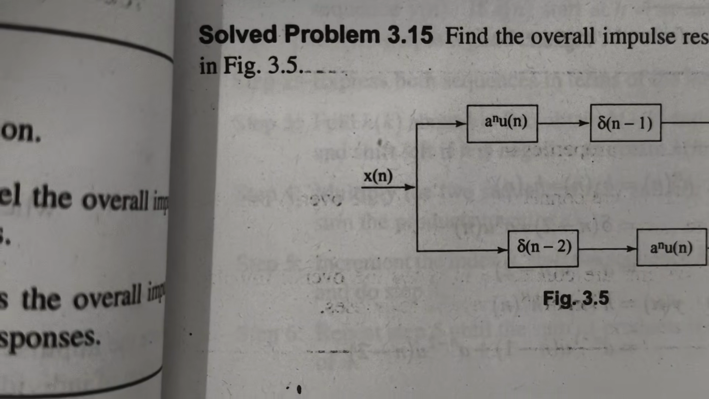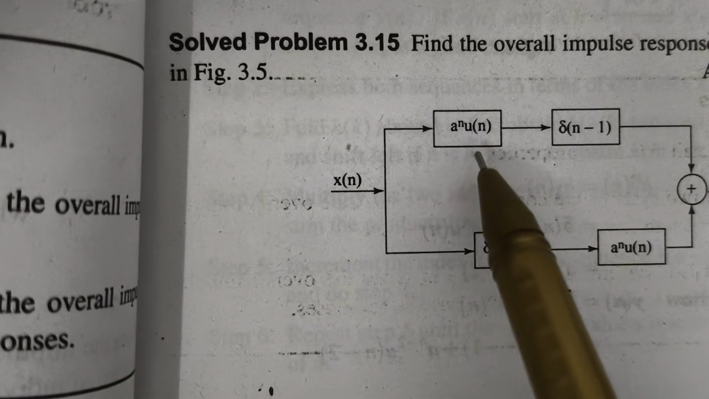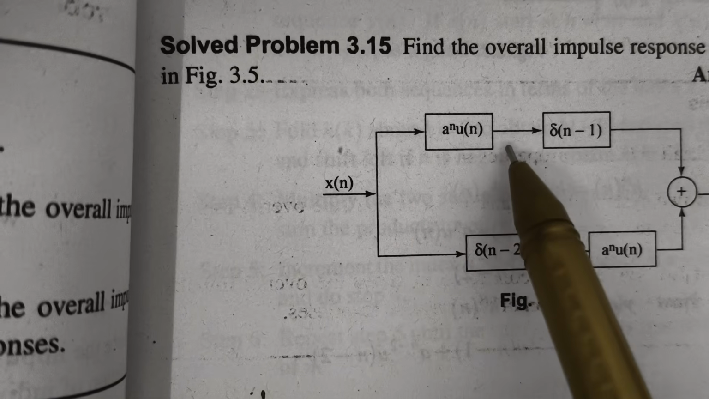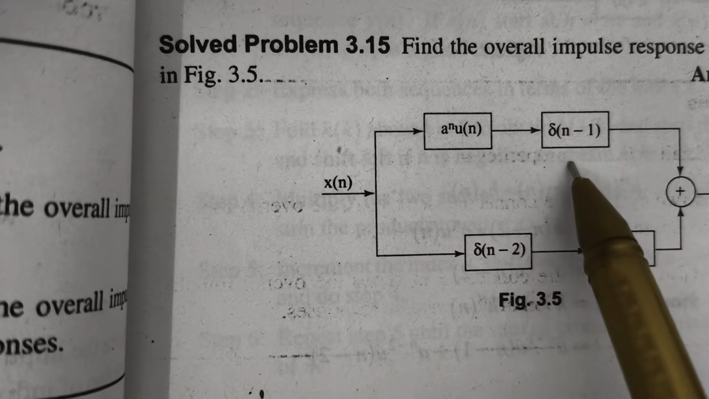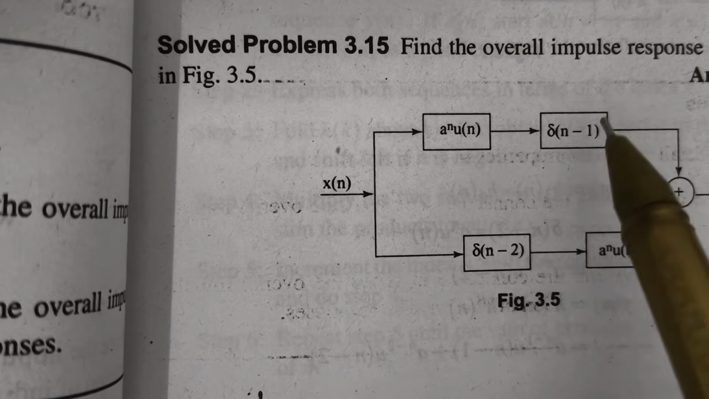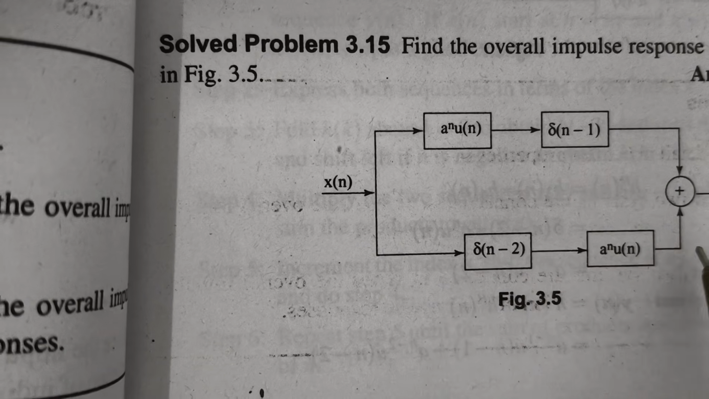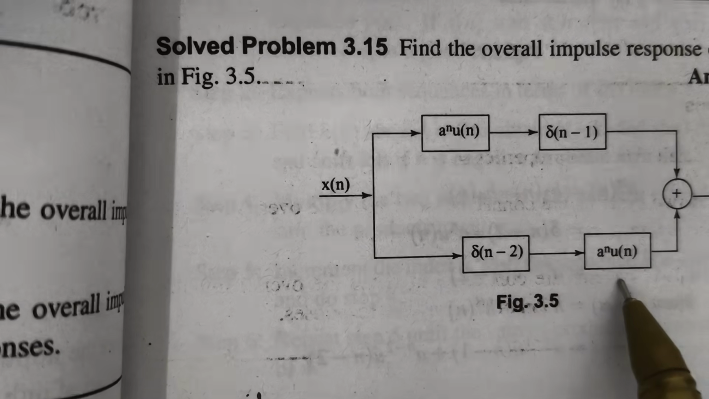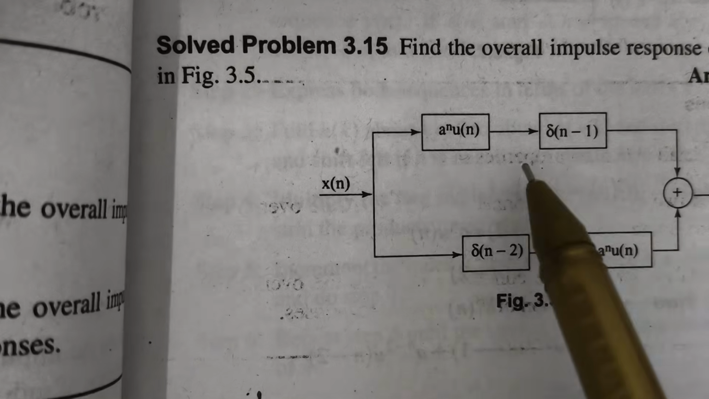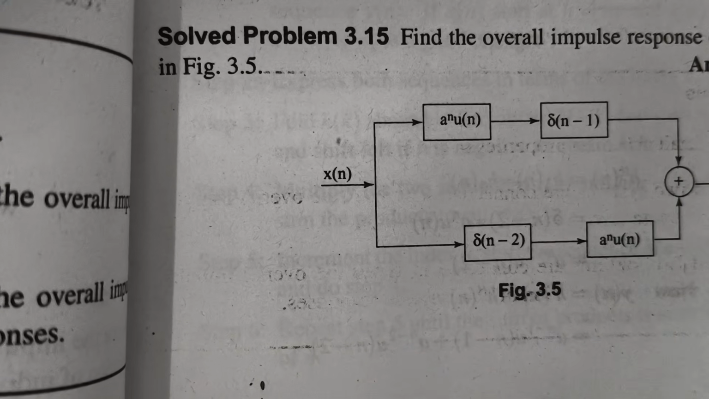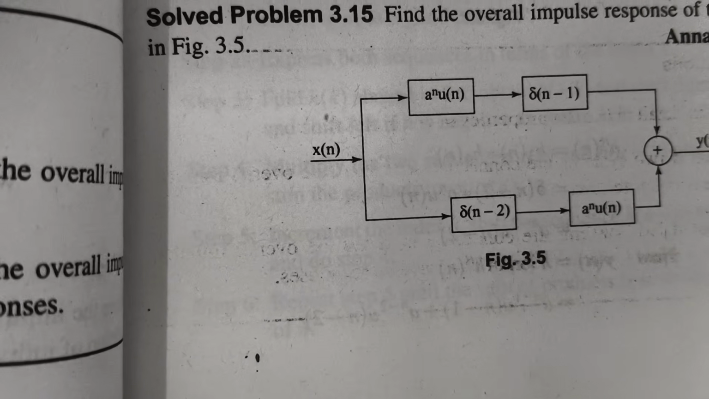One is the actual signal, a power of n into u of n, which gets combined with del of n minus 1, and the other one is del of n minus 1, which is getting combined with a of n into u of n. Both the signals are added together to get an output which is y of n.